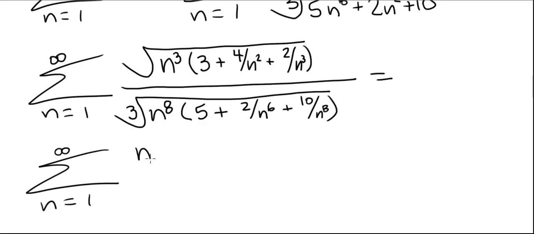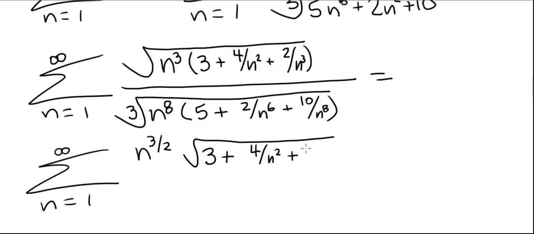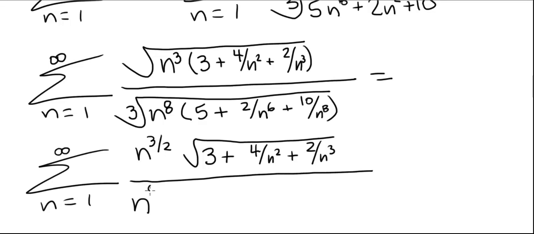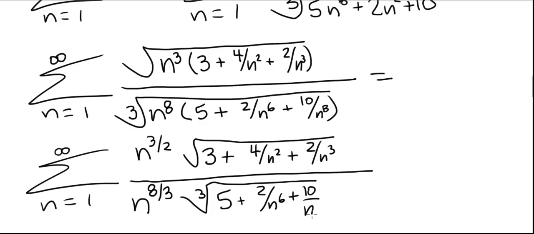The square root of n cubed is n to the 3/2 times whatever was left, the square root of 3 plus 4 over n squared plus 2 over n cubed. The cube root of n to the 8th would be n raised to the 8/3 power, and then times the cube root of 5 plus 2 divided by n to the 6th plus 10 divided by n to the 8th. Notice that as n becomes larger and larger, those powers of n that are in the denominator, 2 over n to the 6th or 4 over n squared, get smaller and smaller, so they will not be relevant as n becomes larger and larger.